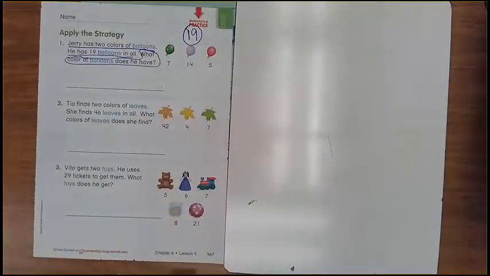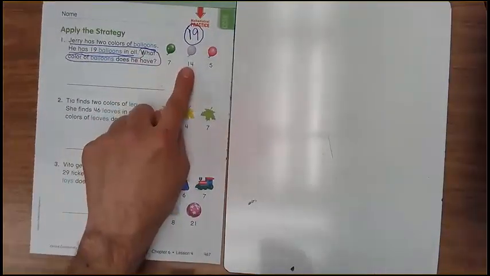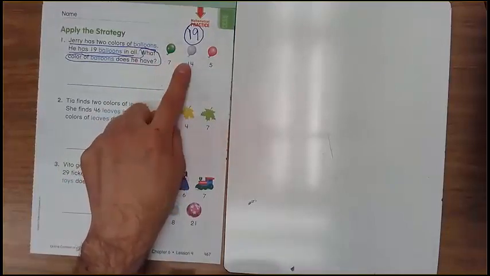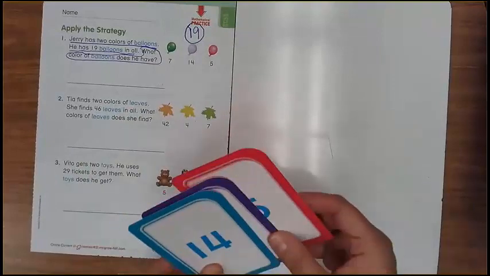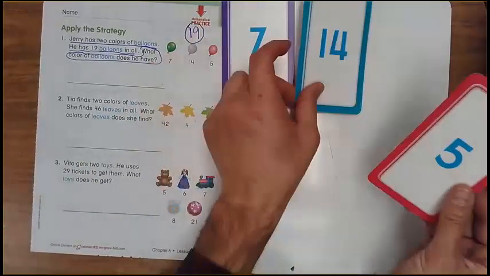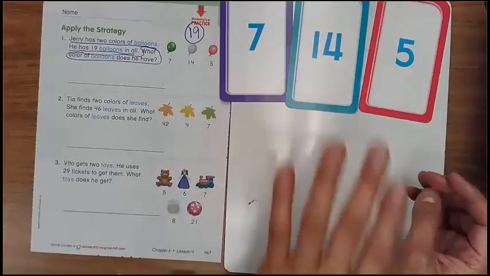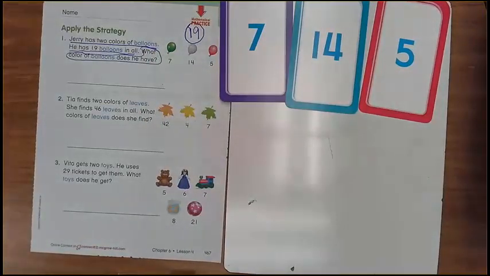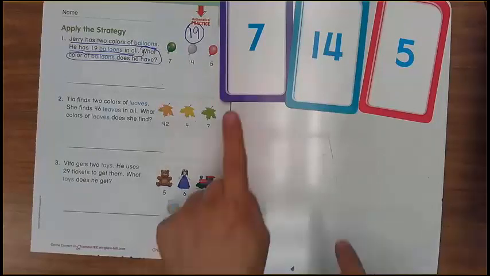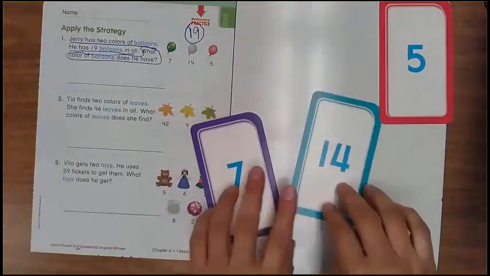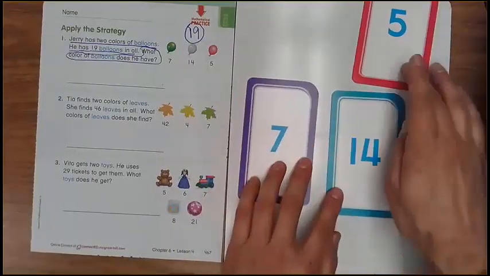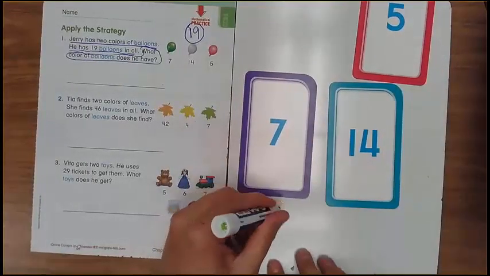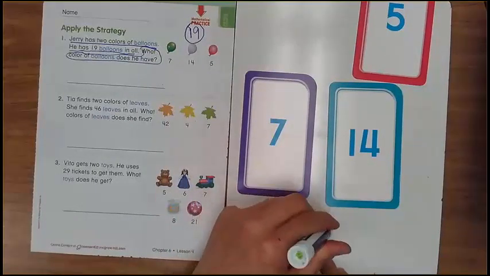So now, how many balloons are there? There's 7 green, 14 purple, and 5 red. So we know that there's 7, 14, and 5. All right, so what 2 numbers are going to add to 19? Well, I can try 7 plus 14. Let's see if we have 7 plus 14.